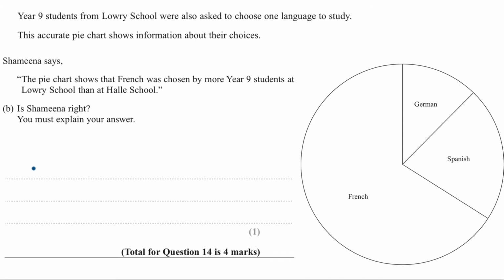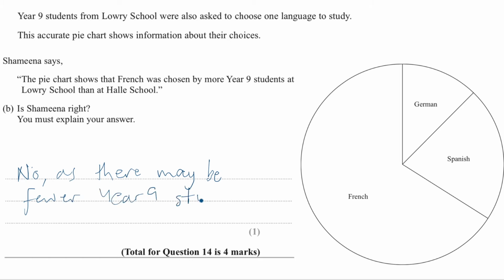So we could write something like: no, as there may be fewer Year 9 students at Lowry School.